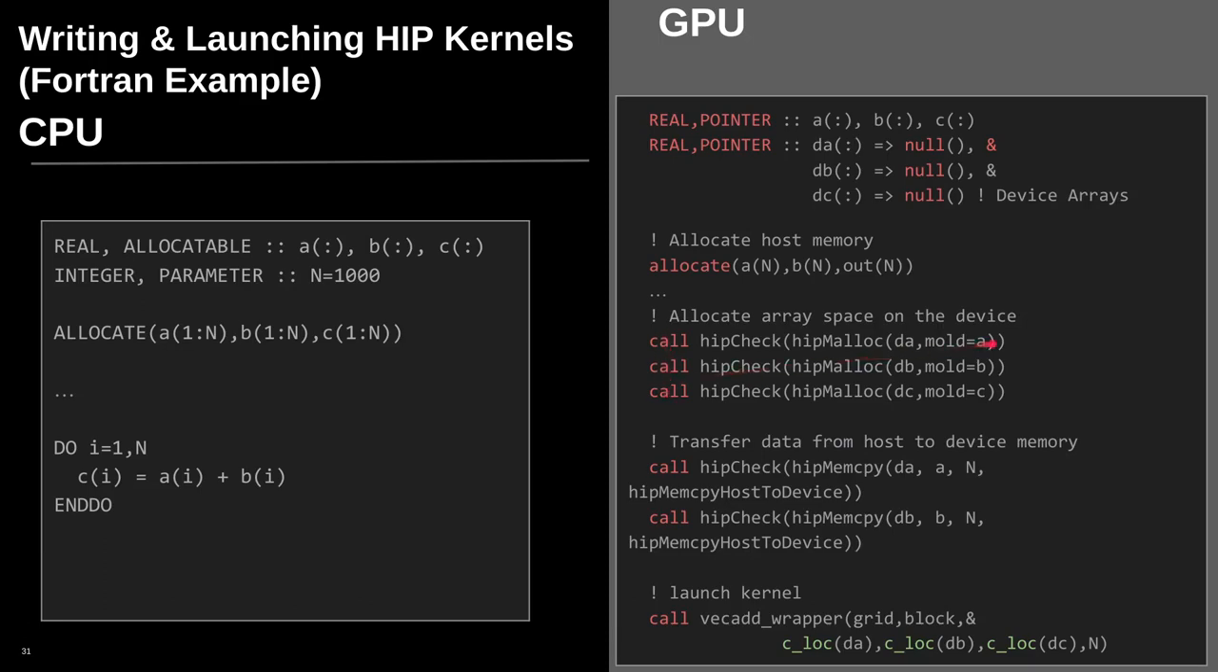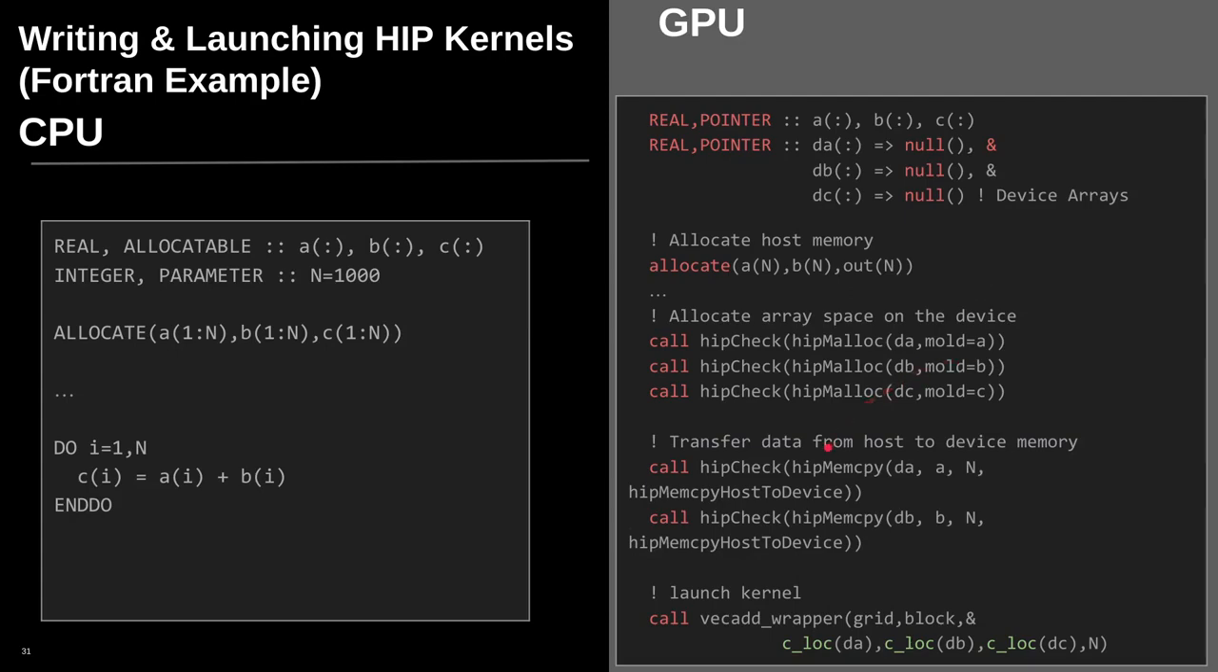And here is an example of how to use those optional arguments I mentioned before. So hipcheck is a subroutine call from the hipfort check module to check the error codes that come out of the hip API. So you have call hipcheck, we got hipmalloc, device array A, and we're going to use A, the host side array for A, as the mold. And what that means is that underneath the hood, hipmalloc is going to use the type of A as well as the size of A to determine how much space needs to be allocated.